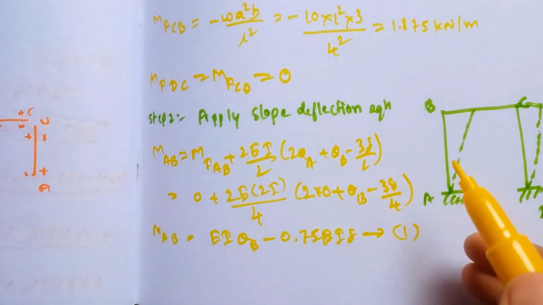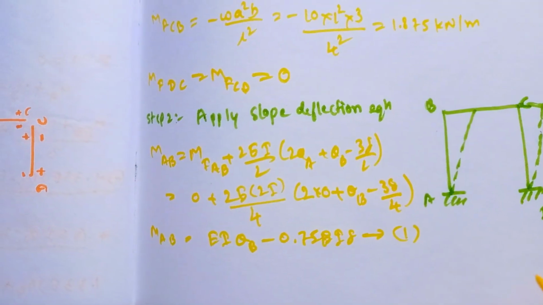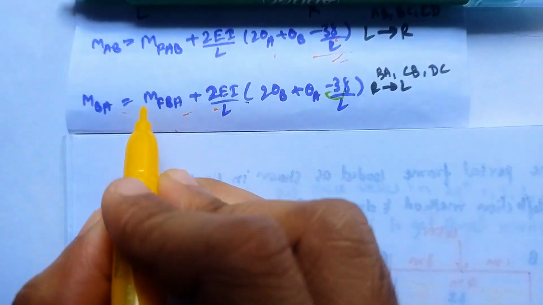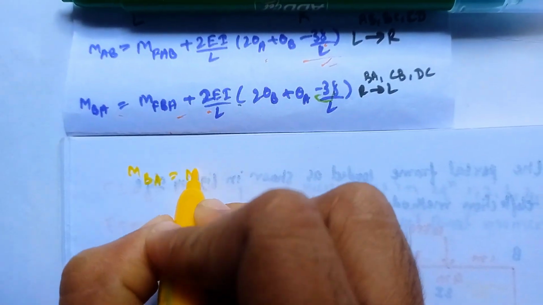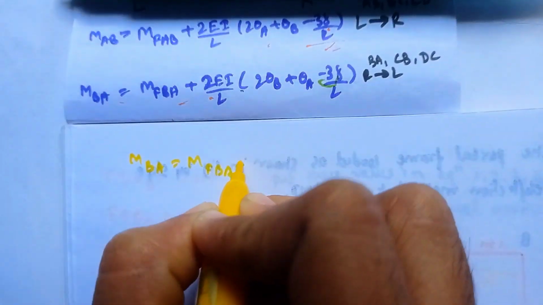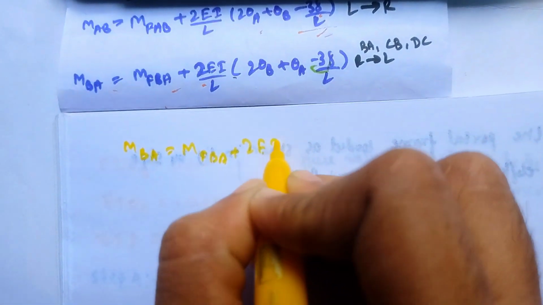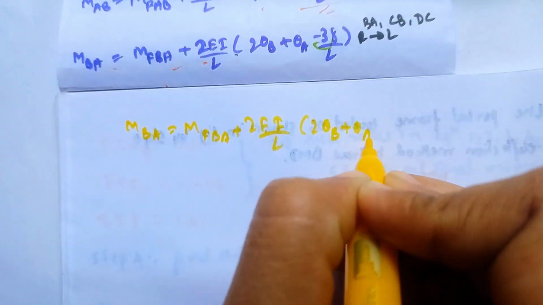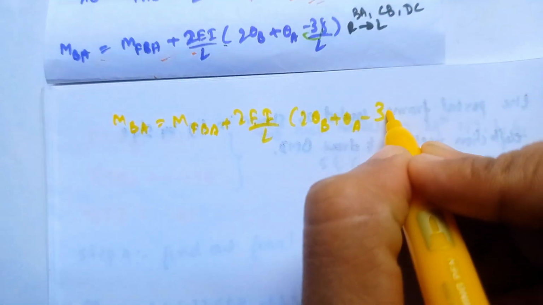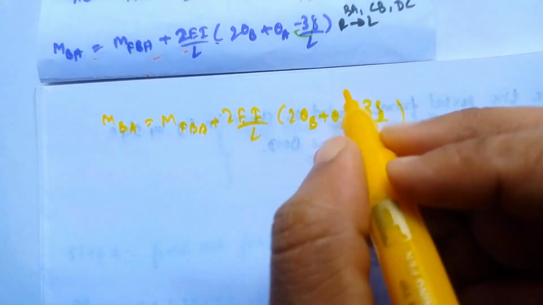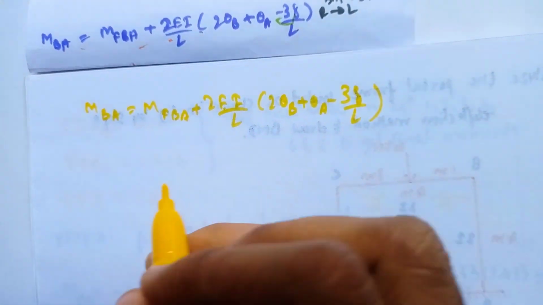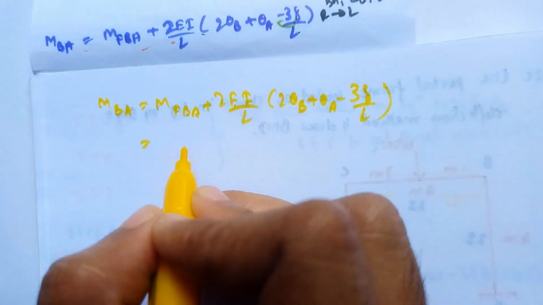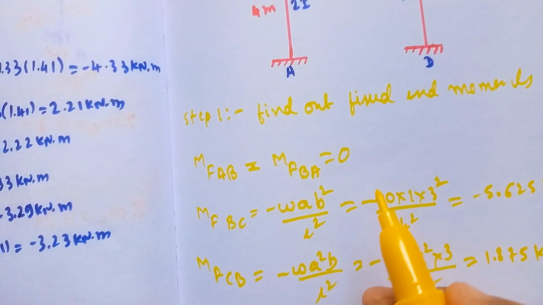Similarly, we'll see for span BA. So MBA, we have to apply this formula. MBA is equal to MFBA plus 2EI divided by L, 2 into theta B, the first letter, and the second letter theta A, minus 3 rho divided by L. Since deflection is there, we need to take the 3 rho divided by L. So substitute all the values. The MFBA value we got was 0.